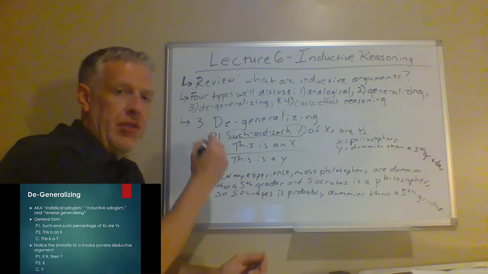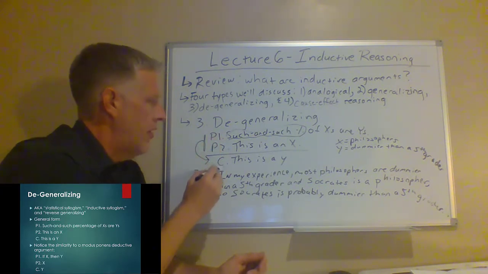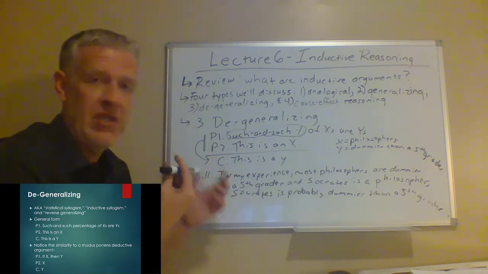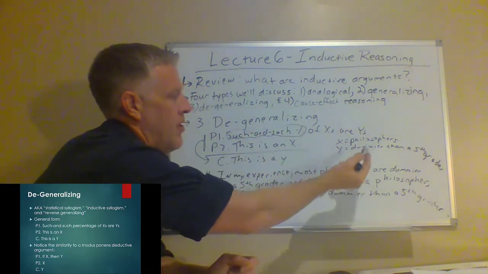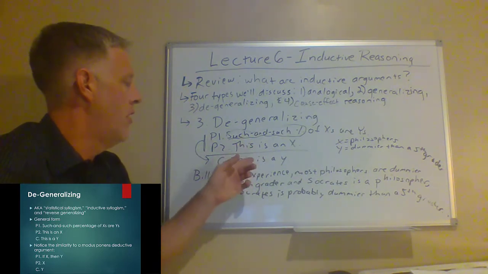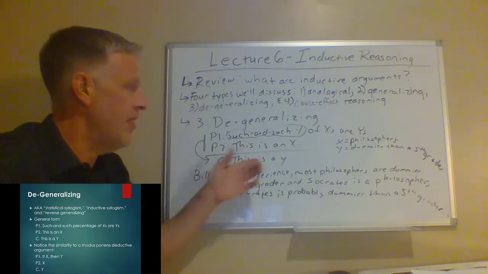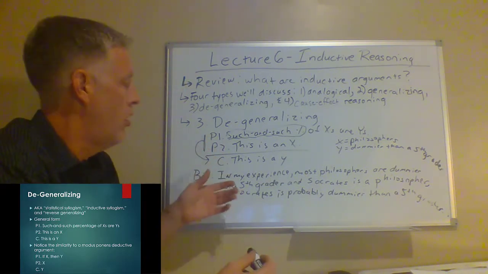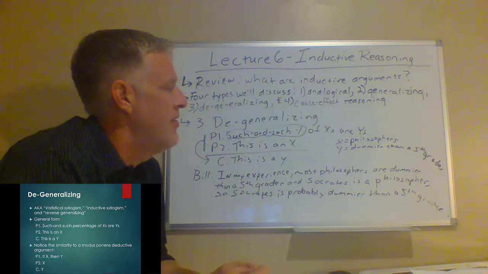Again, we don't care if that's actually true. If it were true, then it would really support this conclusion. If we assume it is true, as we do when we assess the strength of an inductive argument, when they say 99% of philosophers are dumber than a fifth grader, and we assume Socrates is a philosopher, then it's going to be pretty likely that he's dumber than a fifth grader. That would be a relatively very strong argument for that conclusion.